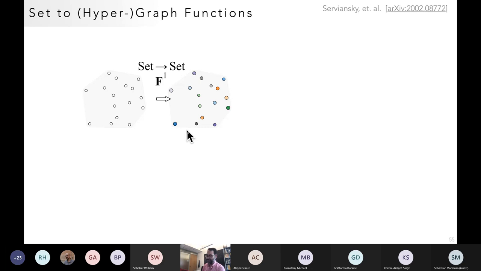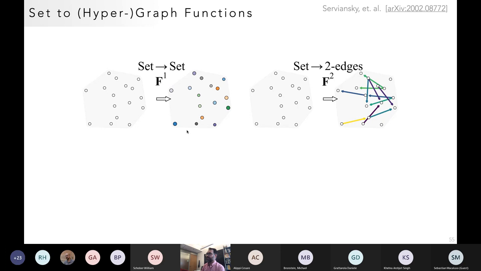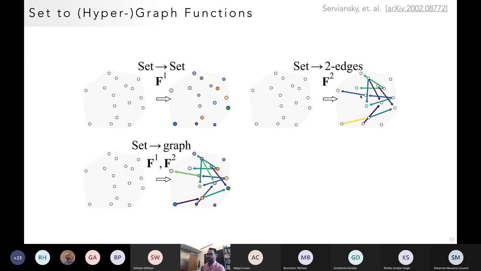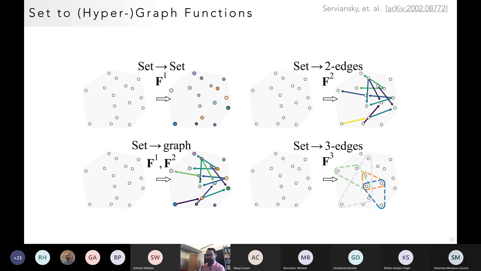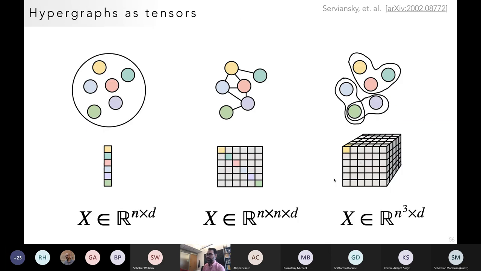So the colors here, I guess, are sort of like the targets that you're aiming for. There are things where you might want to go from a set of objects to the edges between them, or you could make a graph which has both the node information and the edge information. Or there are hypergraph-like objects where you have three edges, where the quantity includes, say, three vertices, and so there's one hyperedge associated to it.